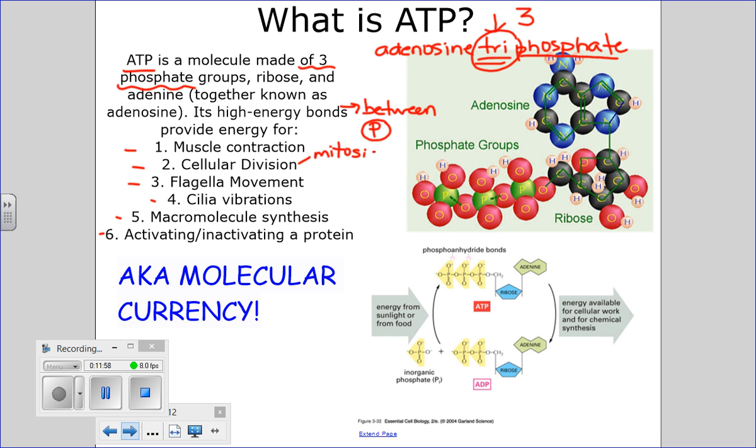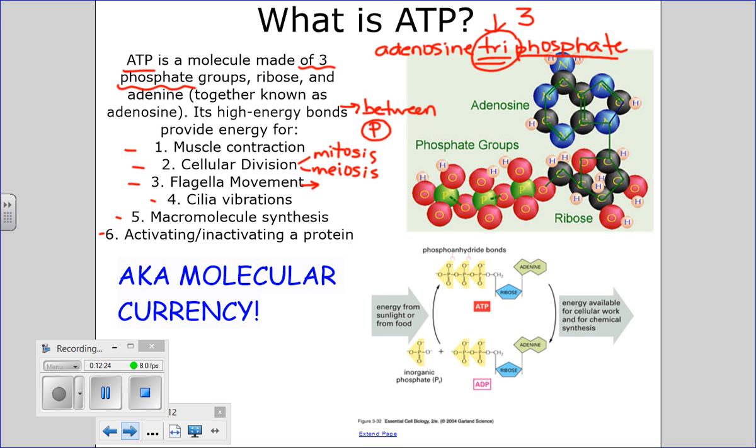Cellular division could be represented by one of these two words, mitosis or meiosis. You might recall hearing about them sometime in the past, maybe grade 9 science. Those are two ways that your cells can make copies of themselves. Mitosis is the way that your body cells do that. Meiosis is really reserved for reproductive cells.